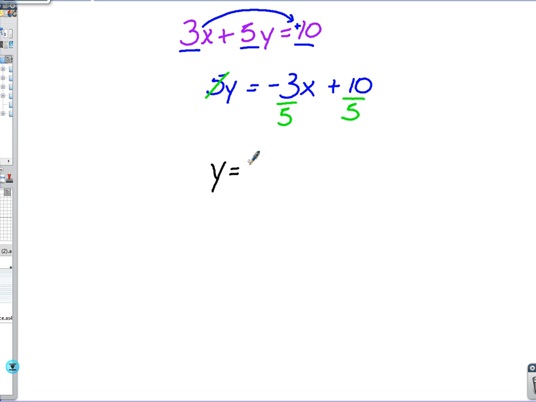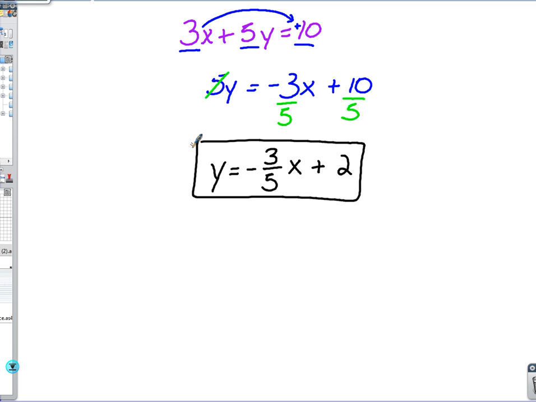Negative 3 divided by 5 will give you a decimal. So I'm going to leave that as negative 3 divided by 5, which is negative 3/5. I'll leave my x. Now here I can divide. 10 divided by 5 will give me a 2. And notice now we actually have the exact same form as what we had in the previous problems.